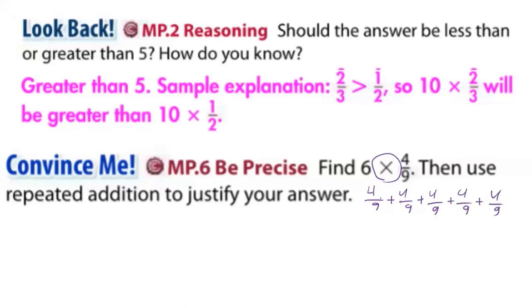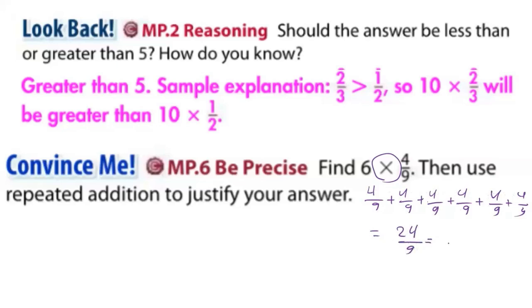Count the number of repeating times: 1, 2, 3, 4, 5. So we need 6 copies of 4 over 9. When we add them all, we will get 24 over 9, because the 9 drops as it is, and 4 plus 4 plus 4 plus 4 plus 4 plus 4, 6 times, will equal 24.